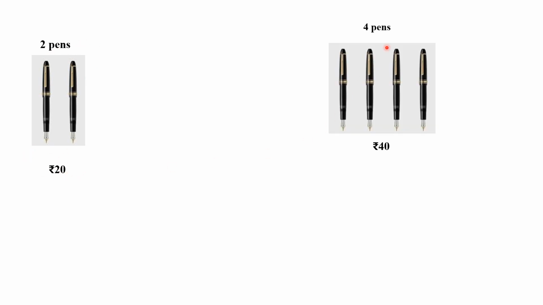Now cost of 2 pens is given as 20 rupees. Okay, and when I purchase 4 pens I have paid 40 rupees to the shopkeeper. So here if you see, when the number of pens has increased from 2 pens to 4 pens, the cost also increased, isn't it? 20 rupees increased to 40 rupees. So can I say both are directly related to each other? Number of pens and their cost are directly related, right?